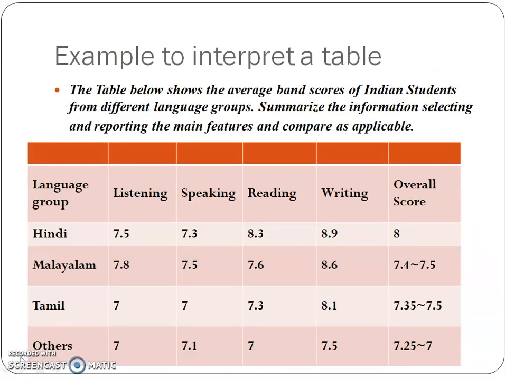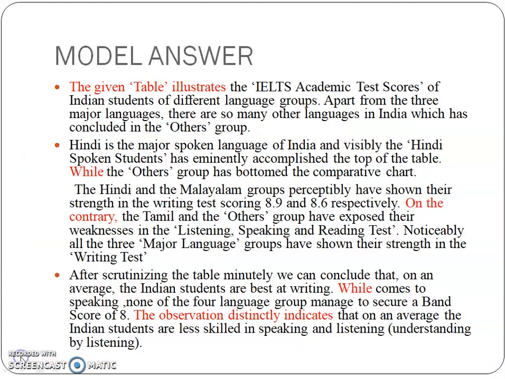I would like to share with you one more example for interpreting a table. The table given below shows the average band scores of Indian students from different language groups. What you need to do is summarize the information, selecting and reporting the main features and making comparisons as applicable.